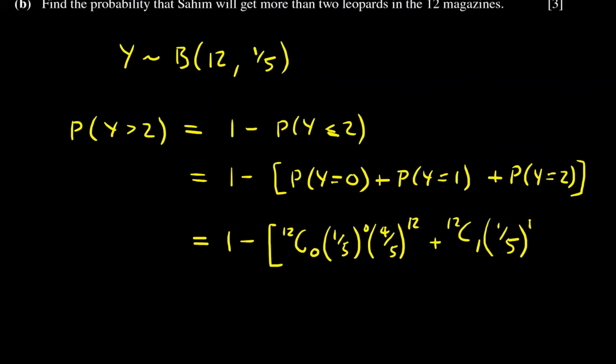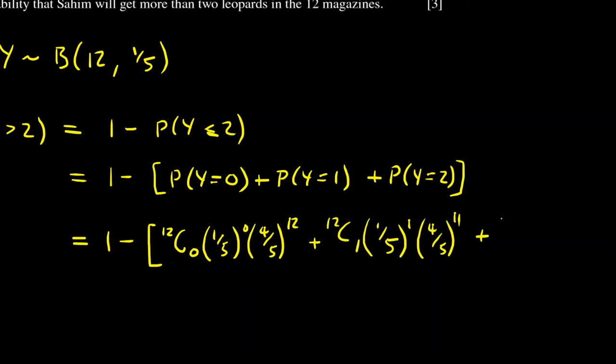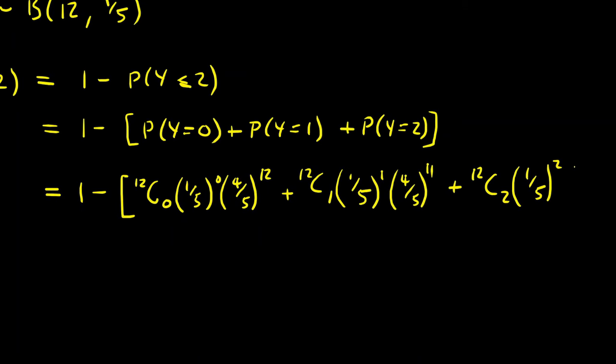That's 12C0, a fifth to the power of 0, 4 fifths to the power of 12, plus 12C1, a fifth to the power of 1, 4 fifths to the power of 11, plus 12C2, a fifth to the power of 2, 4 fifths to the power of 10. Okay, so I just got to work all of that out now.